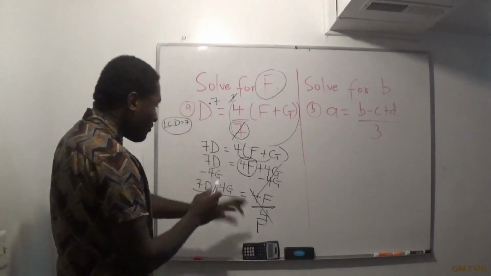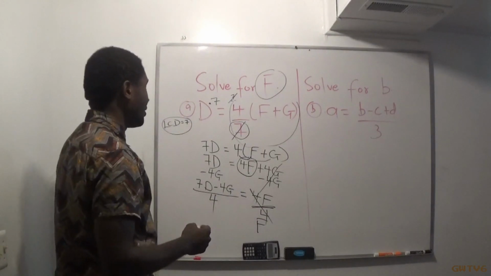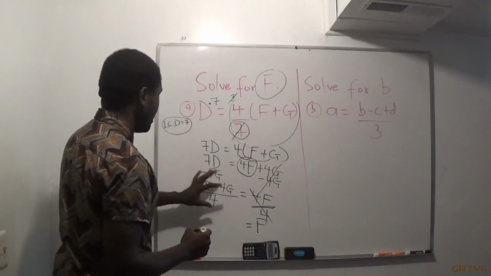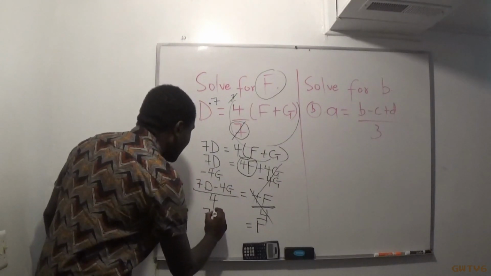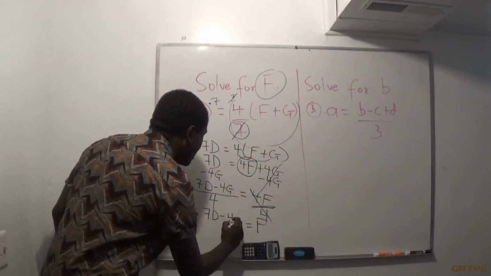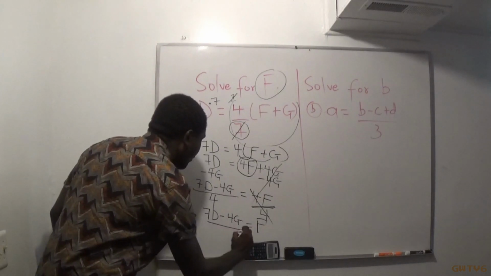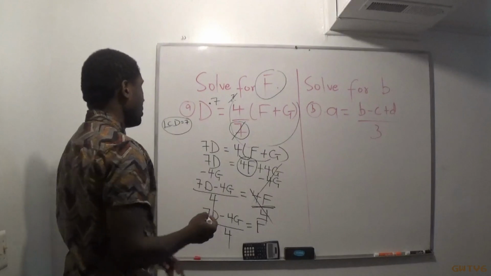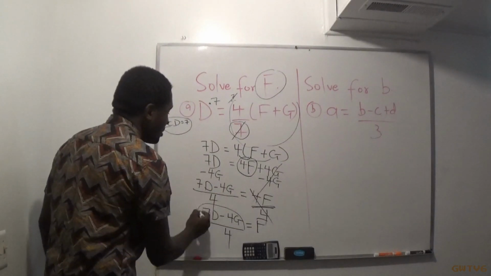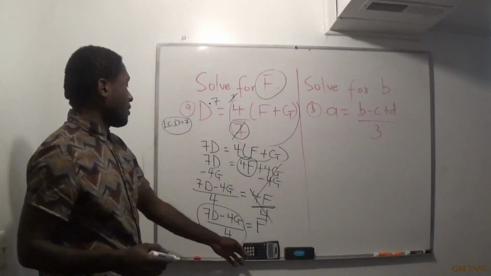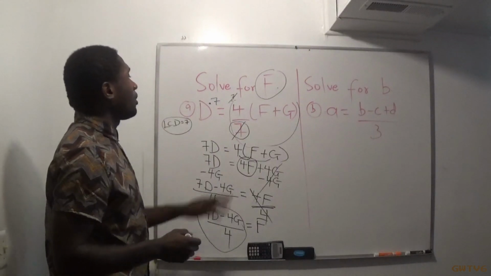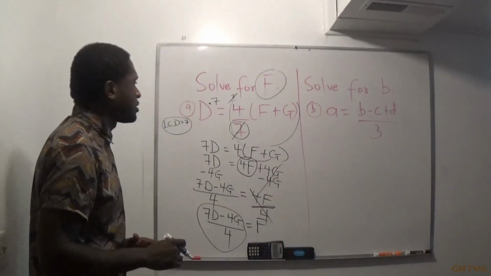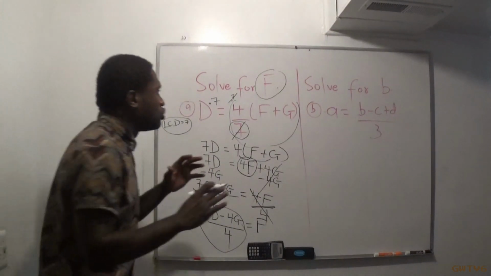That was the whole goal, to have this f by itself. And now I have it. But that f equals what? This, which is 7d minus 4g over 4. And I can't simplify any more. So this will just be my answer. And that's it. Well, let me see if I really got this right. I know I got this. I'm going to do this GeorgeWay right here.